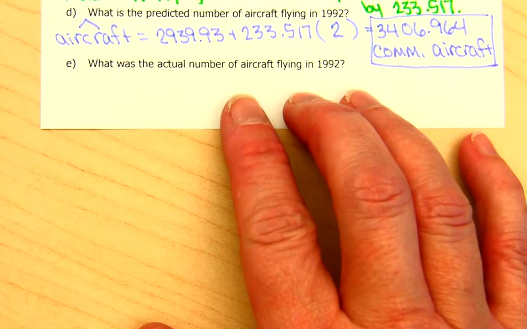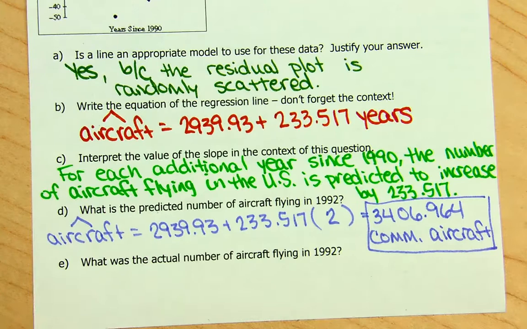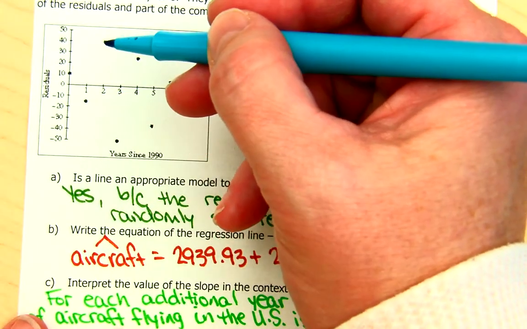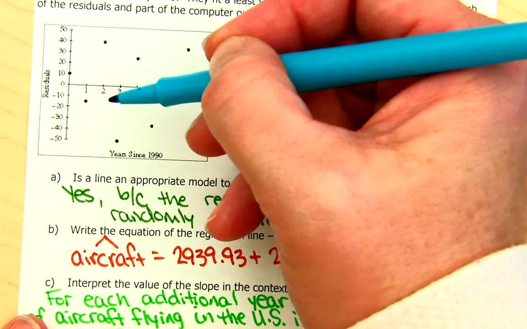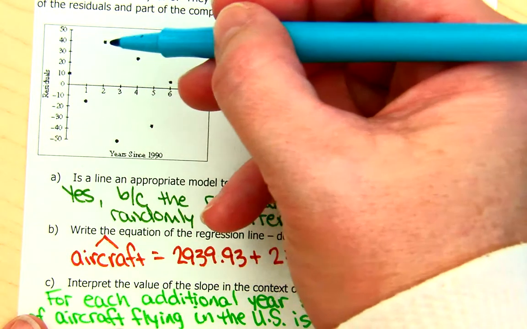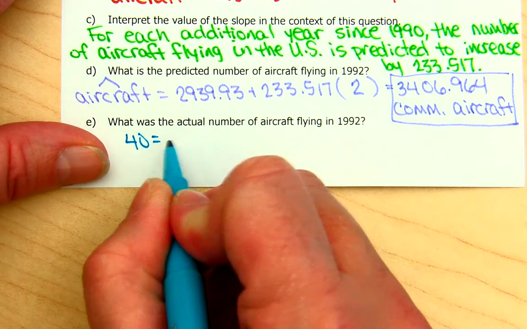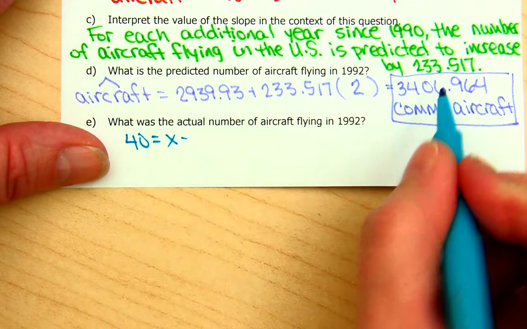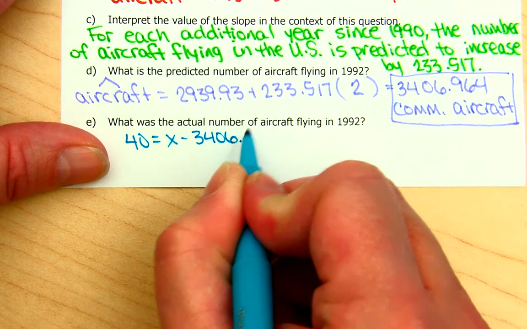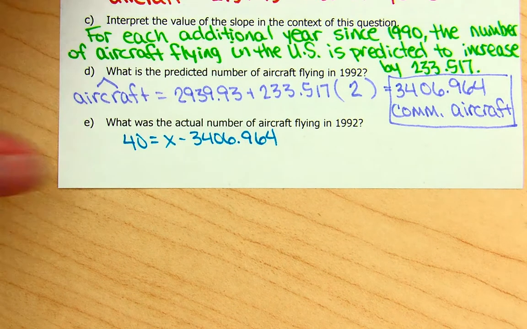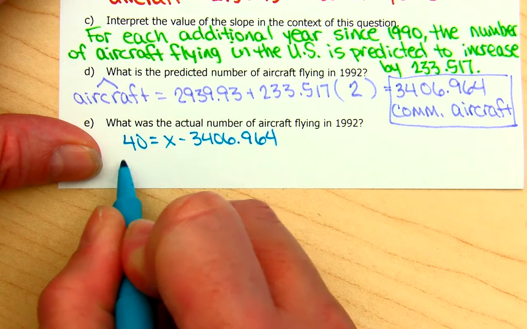Okay, so when we want to know the actual number of aircraft flying in 1992, we can look up here at our residual plot and we can go, okay, that would be year 2. My residual for that year is 40. Okay, so I go to year 2, find the dot, the residual is 40. Okay, so that means when I go to find the actual value, I'm going to do my residual equals the actual, which I don't know, minus the predicted, which I just found. So that will let me solve to find the actual number of aircraft flying in 1992. So just add that over.